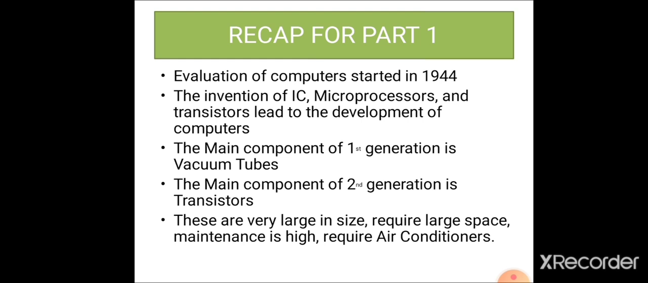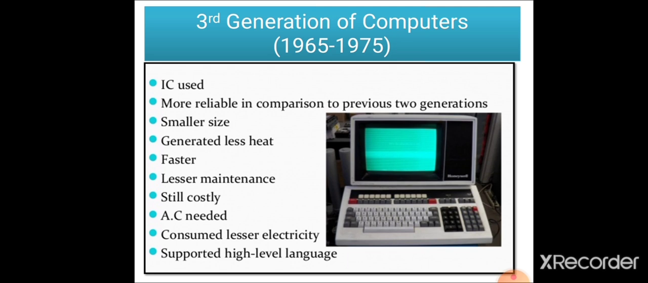Now let us see the third generation of computers. The third generation of computers was used between 1965 and 1975. This is the picture which shows how a third generation computer looks. In this generation of computers, the keyboard was invented and it is being used. Keyboards came into existence in the third generation of computers.